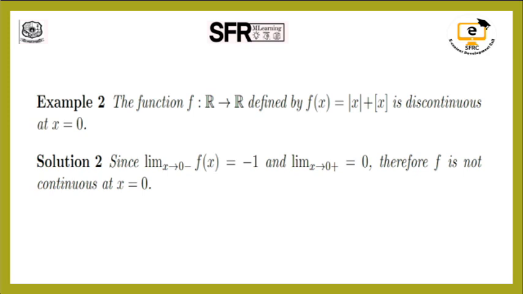Here comes the second example. In the second example we have a function f from R to R defined by f of x equal to modulus of x plus greatest integer function. What we have to prove is that this function is discontinuous at x equal to 0.